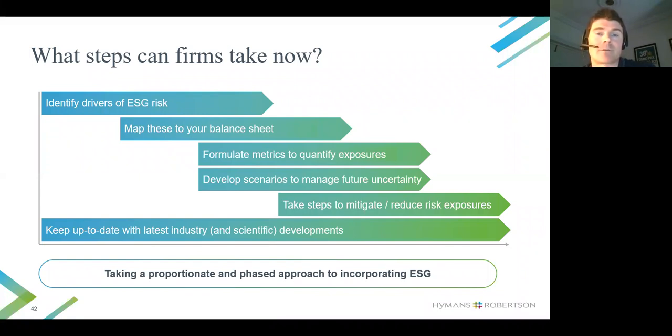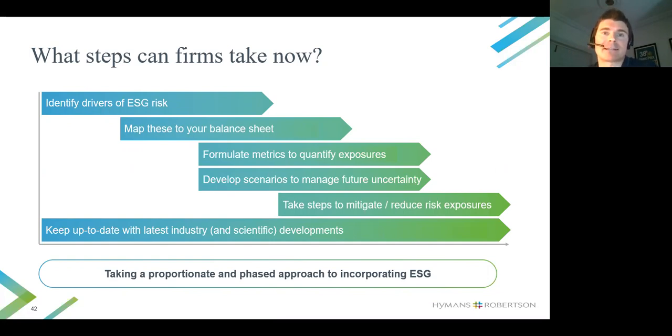And alongside this, of course, picking up on from what Clarence has just run through, we need to develop scenarios to capture the range of potential future outcomes. And then once we've done all of that, we can start thinking about the sorts of actions that we want to take, and indeed that we need to take.